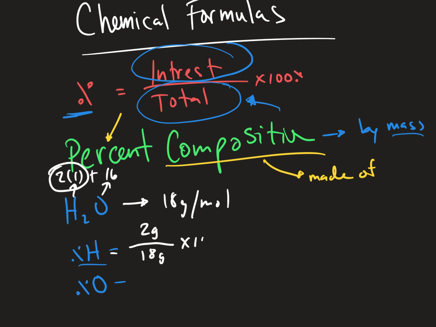And then we got to times that by 100% to convert a decimal into percentage, right? And we can see grams goes away. So it leaves us unitless almost. Our unit is percentage, right? And so what is that? 2 divided by 18 is 11 point, then times by 100, right? 11.1111. We'll just say 11.1%. Are we good?